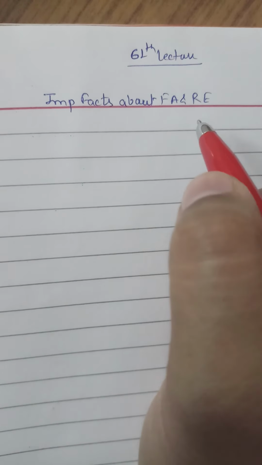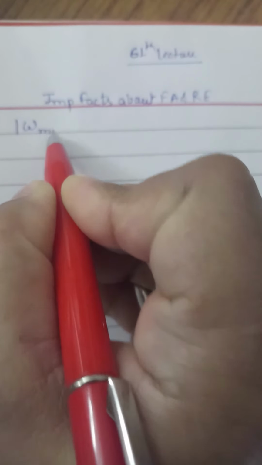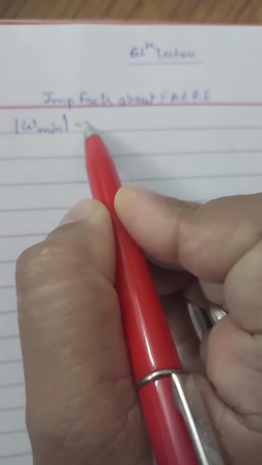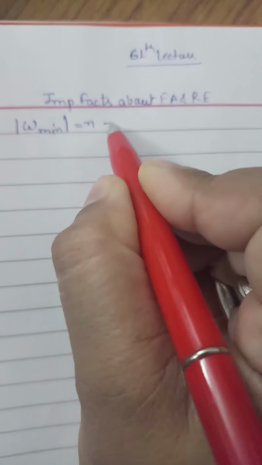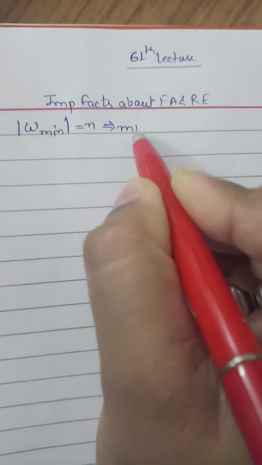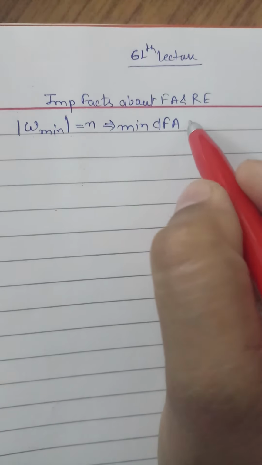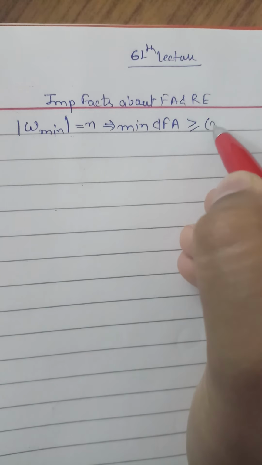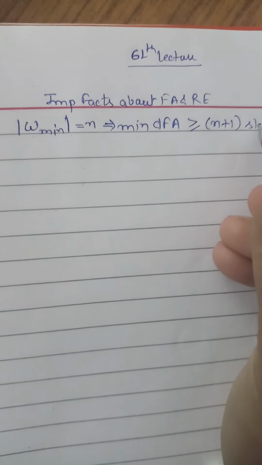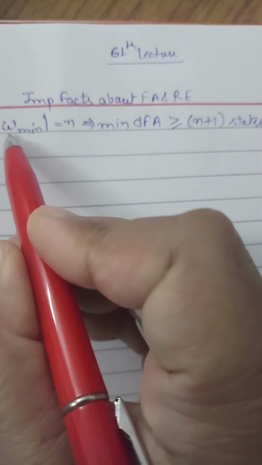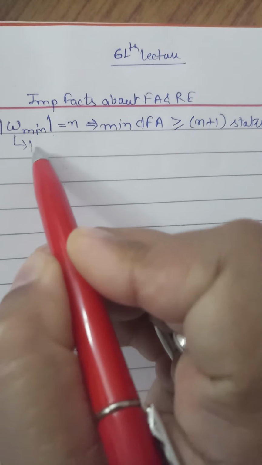Important facts about finite automata and regular expression. The length of a string in finite automata, suppose the length of the string is n, then the minimum DFA should have n plus 1 states.